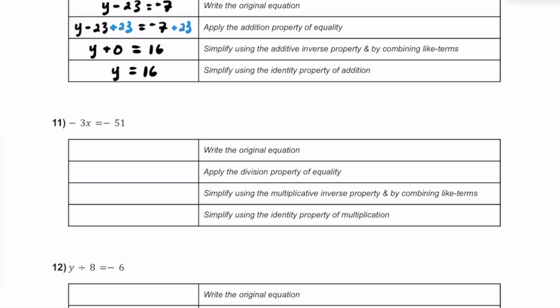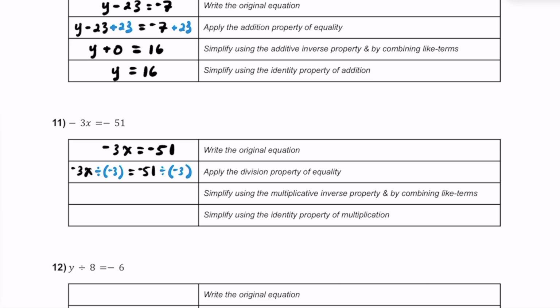For number 11, we have this equation of negative 3x is equal to negative 51. So let's just write the original equation. It says to apply the division property of equality. So let's take this negative 3x on the left side, and let's divide it by the coefficient of negative 3. And then on the right side of the equation, let's take this negative 51, and of course, let's divide by the same number of negative 3. That's using the division property of equality.